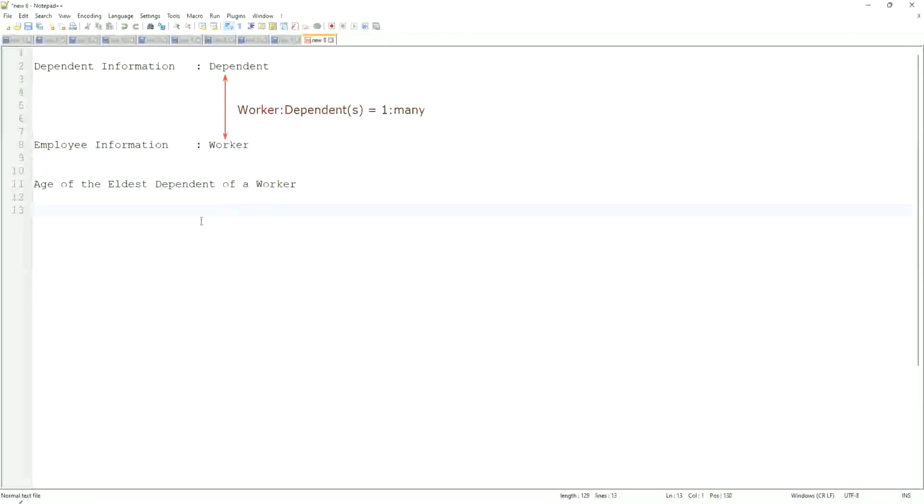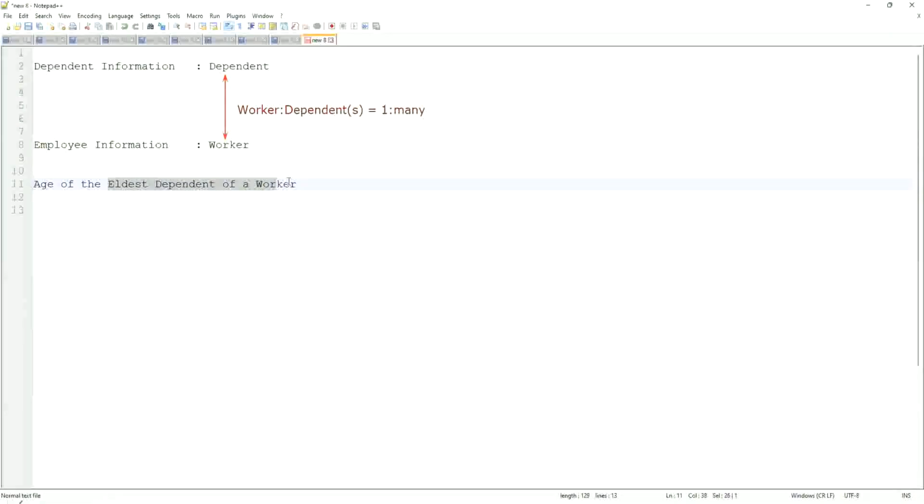Now, how would we do it using a calculated field? Let's break it down first. Age of the eldest dependent of a worker. There are two things to it. One is eldest dependent of a worker. And then age of the eldest dependent. Isn't it? First, we have to find out who is the eldest dependent. Then we find out what is the age of that eldest dependent. We break it down into smaller pieces.